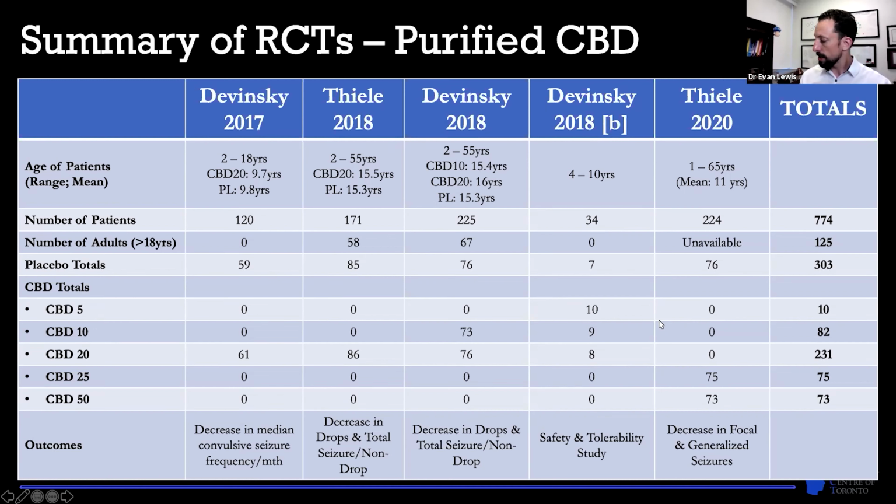We go across here, you see the totals, and you can see that most of the data has been worked on in the CBD 10 and CBD 20. That's where we get most of our data. Why? Because when we did the studies, it showed that most response occurs in that range. When you go higher than that, you get a lot of side effects and not really improved seizure control. Lower than that, you don't get enough seizure control.